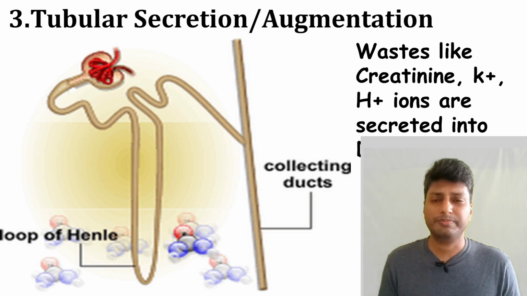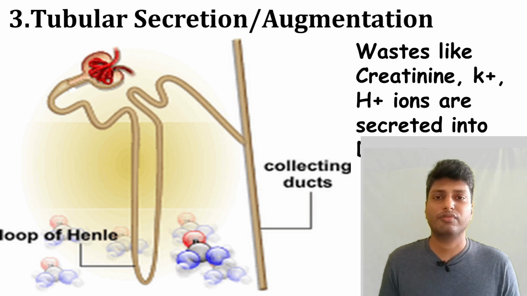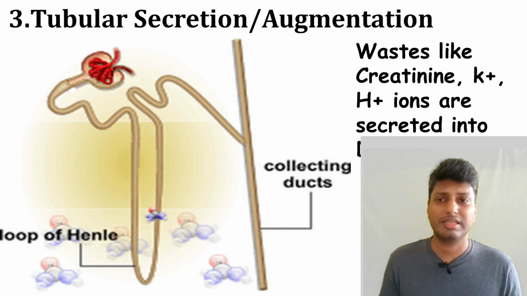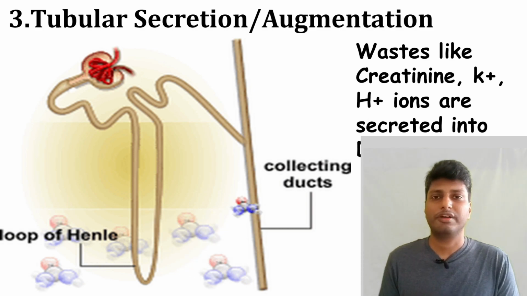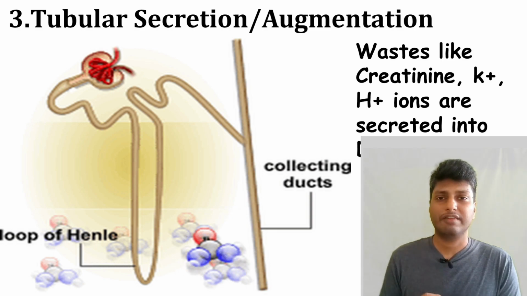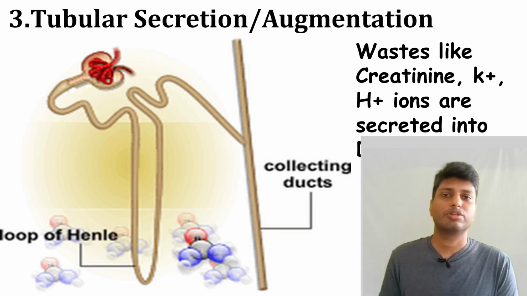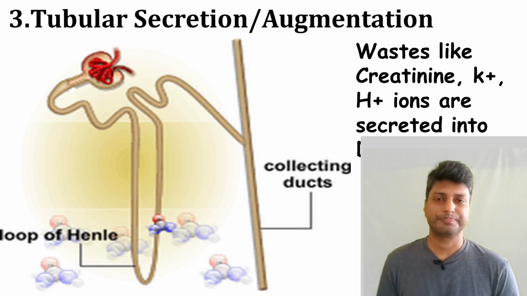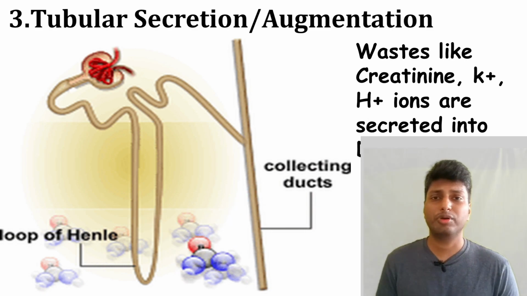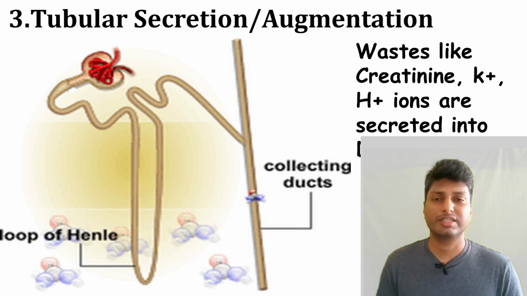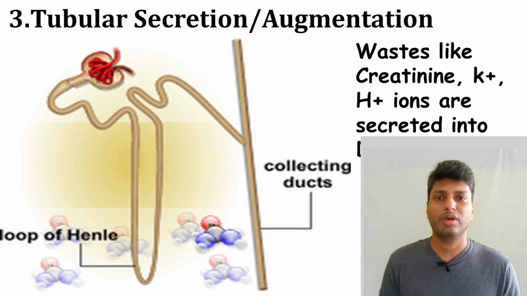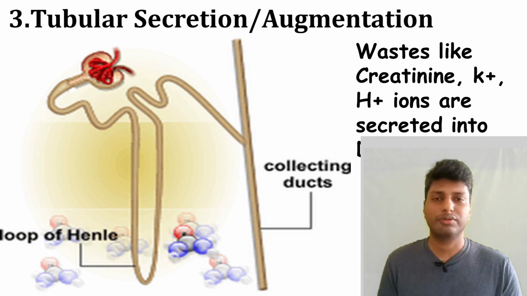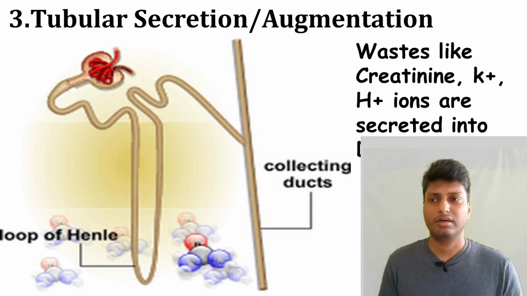So dear students, if you recollect, as we said, the process of formation of urine occurs in three steps. The first was ultrafiltration, also known as glomerular filtration. Second was the selective reabsorption. Third was the tubular secretion, also known as augmentation. So dear students, I hope you understood this concept, and you have to mention this in your exams whenever this particular question comes, and you have to make sure that you write down all the three steps very clearly.